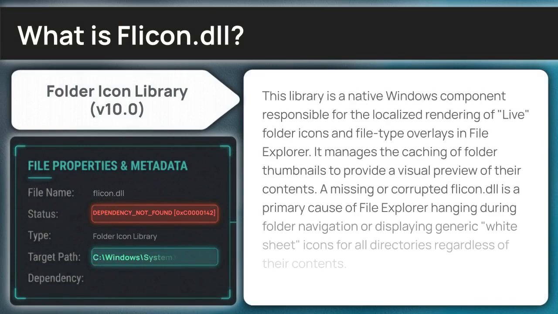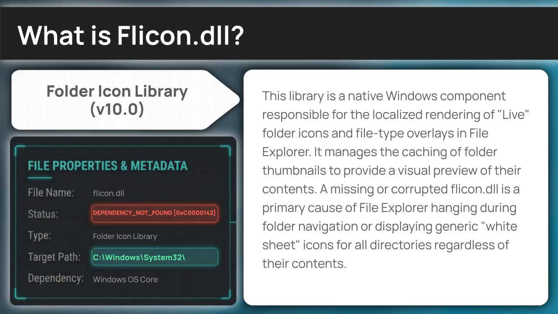This library is a native Windows component responsible for the localized rendering of live folder icons and file type overlays in File Explorer. It manages the caching of folder thumbnails to provide a visual preview of their contents. A missing or corrupted Flicon.dll is a primary cause of File Explorer hanging during folder navigation, or displaying generic white sheet icons for all directories regardless of their contents.